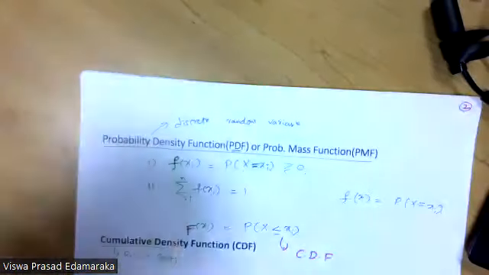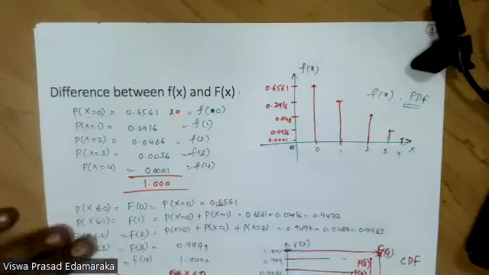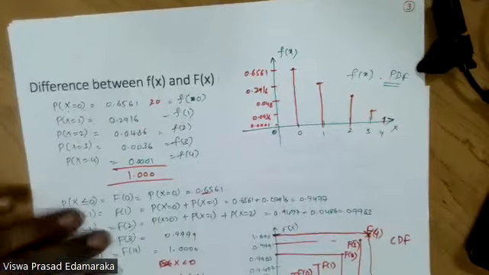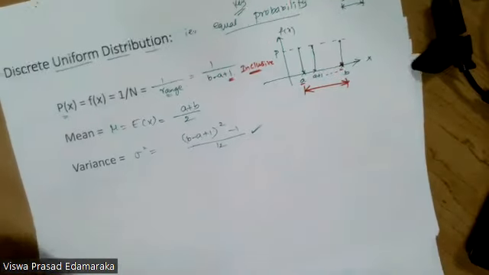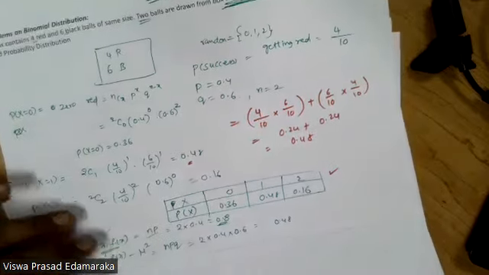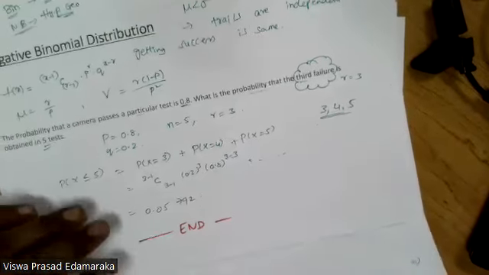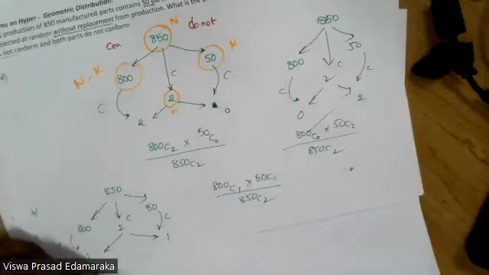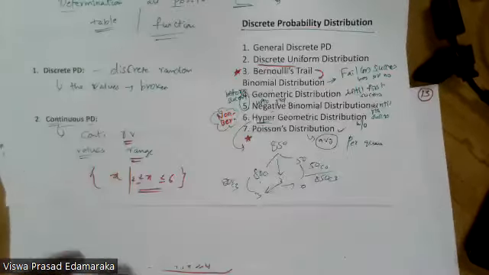And something like PDF and CDF. Simply, PDF means equals to, CDF means less than or equal to. And this is the best example I gave in the previous class. Mean, variance, some problems with discrete uniform, and Bernoulli trial, binomial distribution, geometric distribution before success, negative binomial, hypergeometric, finally non-Bernoulli, Poisson's distribution. That's all. The third unit is comparatively very easy.